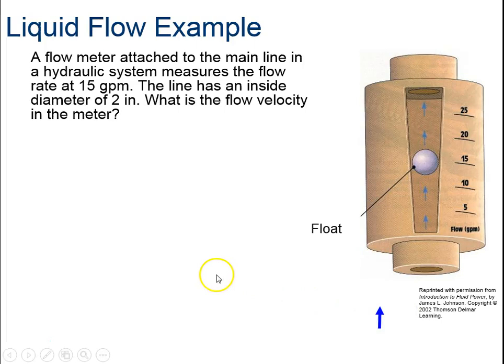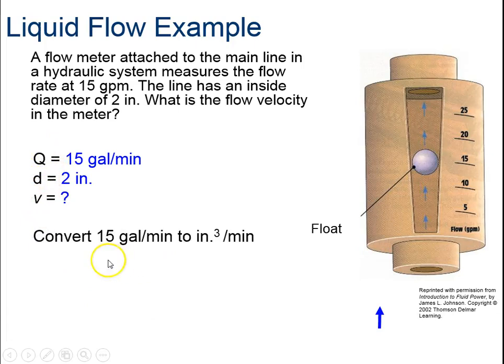So for instance, here we have a problem that we're going to do. We have a flow rate Q of 15 gallons per minute, and the line has an inside diameter of 2 inches. They want us to find the velocity. What we're missing here is A for our formula, since we've got Q and we need V. First we convert Q over to inches cubed so that it's in the same units as our diameter. You'll need to write this conversion down so that you have it to use on your problems.